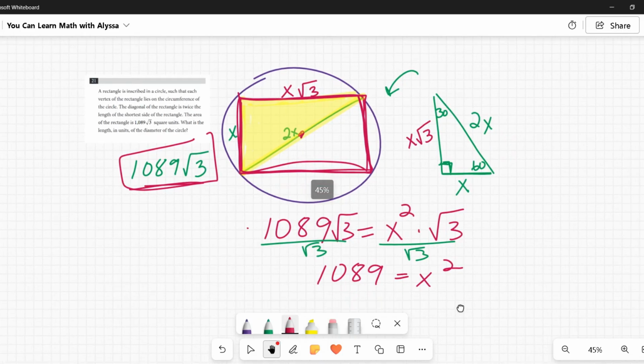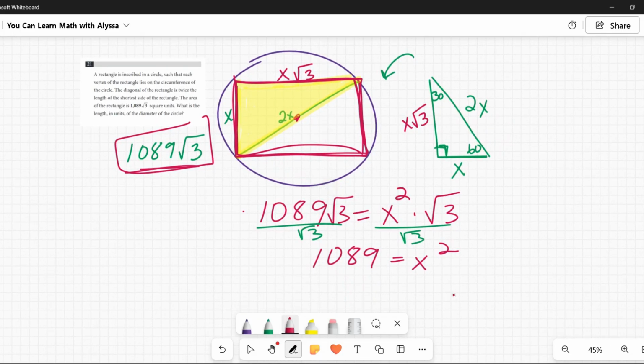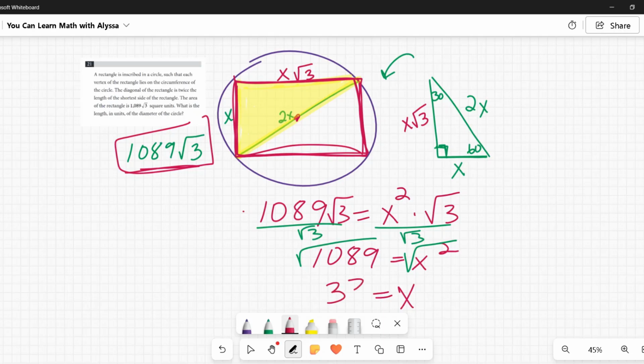Now to solve for x squared, I need to undo that squared. So to undo that, I square root both sides. So I have an x on the left and on the right. Let me check my notes because I forgot what the square root of 1089 is, and I don't know that one off the top of my head. It is 33. There we go. So the square root of 1089 is 33.